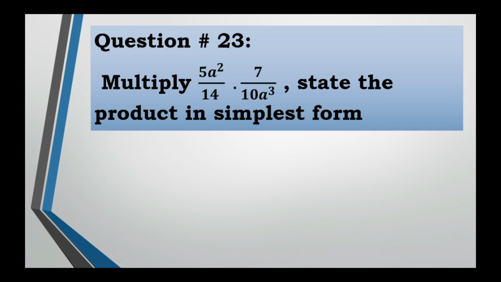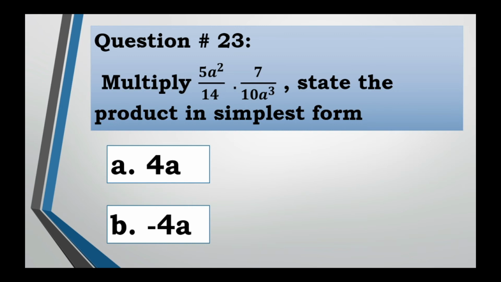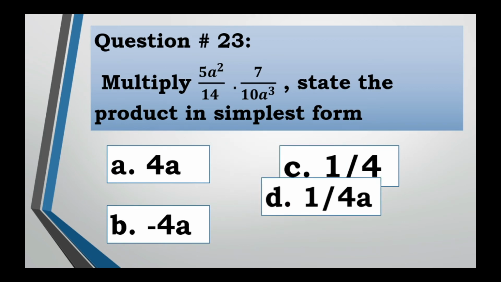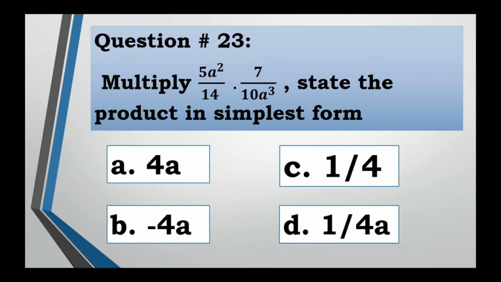Question number 23. Multiply 5a squared over 14 times 7 over 10a cubed. State the product in simplest form. Letter A, 4a. Letter B, negative 4a. Letter C, 1 over 4. Letter D, 1 over 4a.